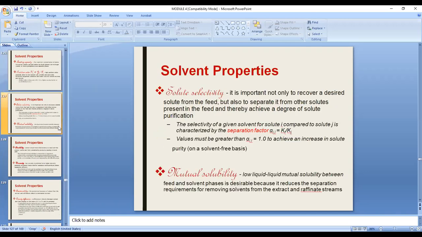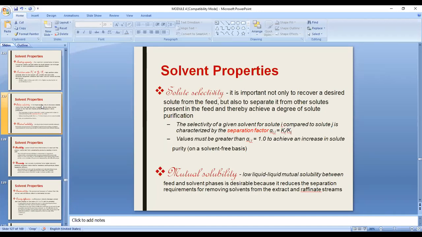Now, let's go to solvent properties. Now we go to solute selectivity. So it is important not only to recover a desired solute from the feed, but also to separate it from other solids present in the feed and thereby achieve a degree of solute purification. So we want, as much as possible, our solvent to be selective in taking out a particular component in the feed. That way, there won't be subsequent unit operations to have your particular solid separated from other components which your solvent was able to take out from the feed.